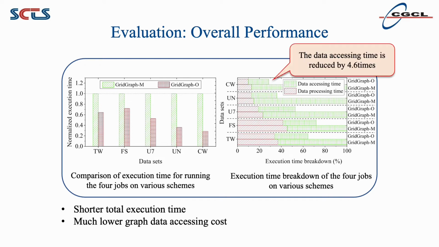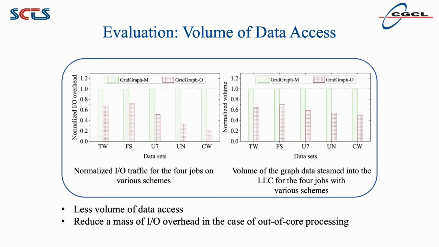To evaluate data access cost, we then break down the total execution time in the right figure. The result shows that, compared with GridGraph-M, less graph data accessing time is required in GridGraph-O, especially when the size of the graph is very large. For example, the data accessing time of GridGraph-O is reduced by 4.6 times, compared with GridGraph-M over the CW dataset.